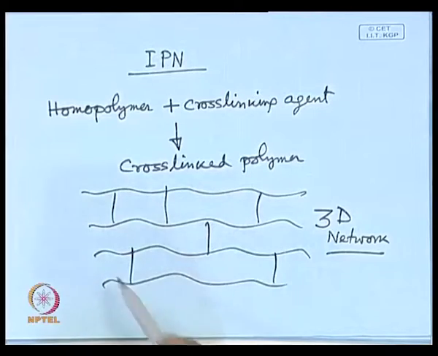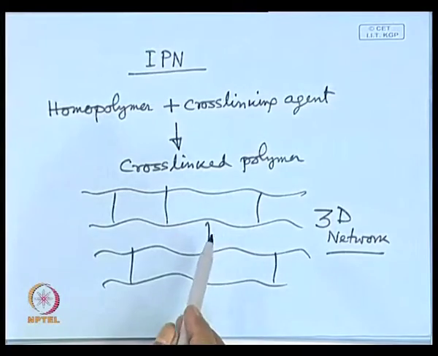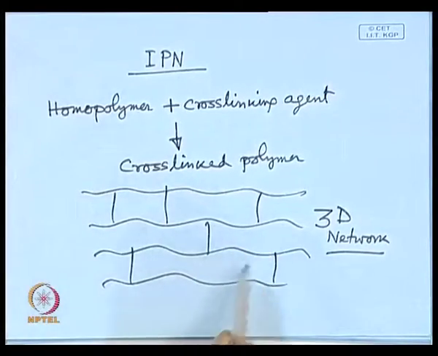We can take a gel of this polymer, then put this gel in the liquid monomer of another polymer, and it will swell there. Then we polymerize. That means, within one network, if we polymerize another monomer, you will get interpenetration of one polymer system into another.